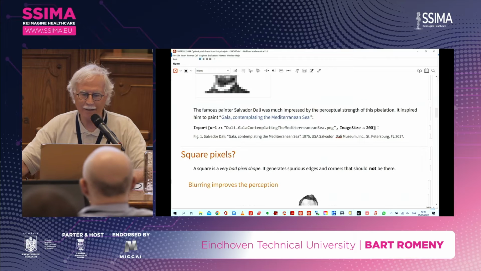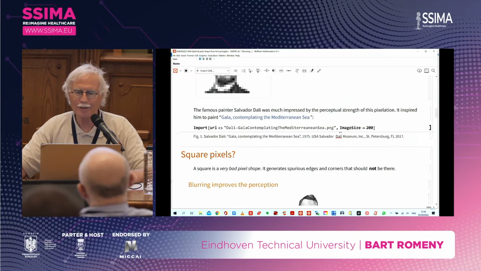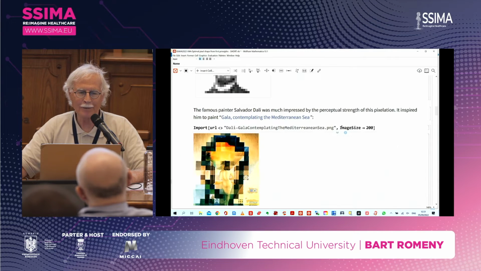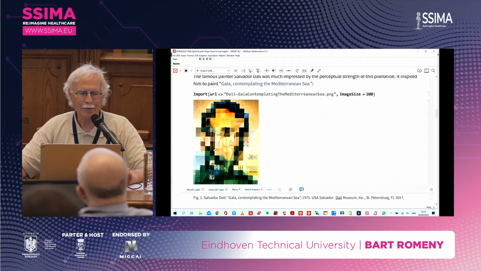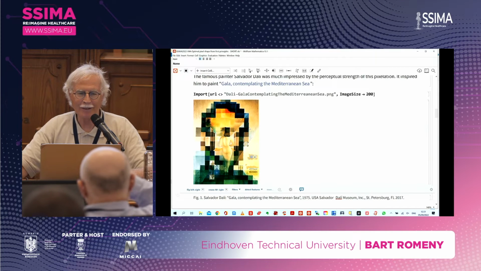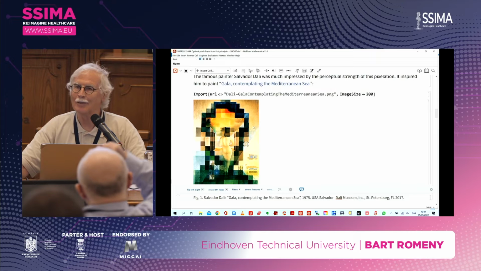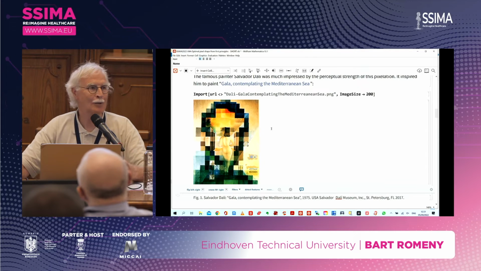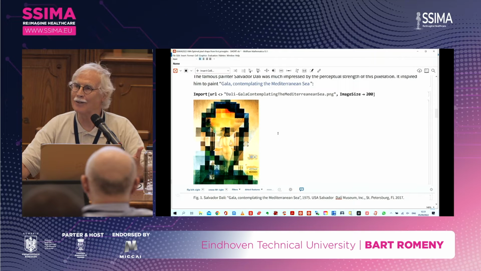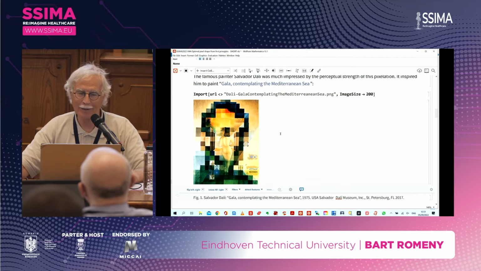It was Mr. Dali who was very much charmed by this first picture. He made this beautiful painting. This picture of Lincoln was published in a very famous Scientific American paper, so all Americans saw this picture and recognized Lincoln immediately, even if it was just 16 pixels.